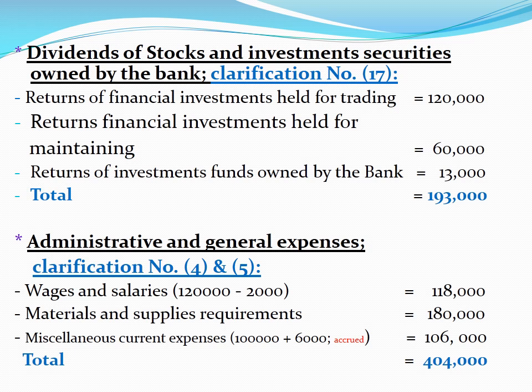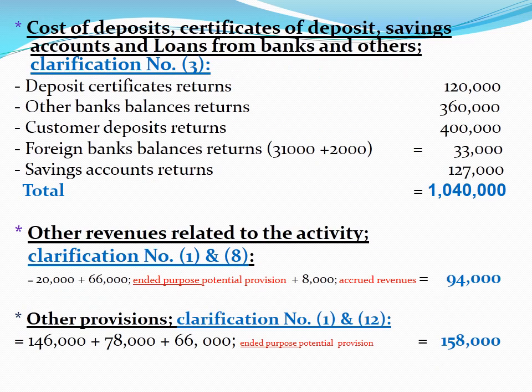Administrative and general expenses, I have to add these items. Wages and salaries 120,000, but there are 2,000 paid in advance in adjustment number 3, page 244. So deducting the two, what relates to the period is 118, and the 2,000 are added to the other debit balances in the balance sheet. Material and supplies requirements, but we didn't receive them, so paid in advance 180. Then miscellaneous current expenses 100,000 plus 6,000 accrued, that is the 6,000 mentioned in the adjustments. So the total is 404,000.